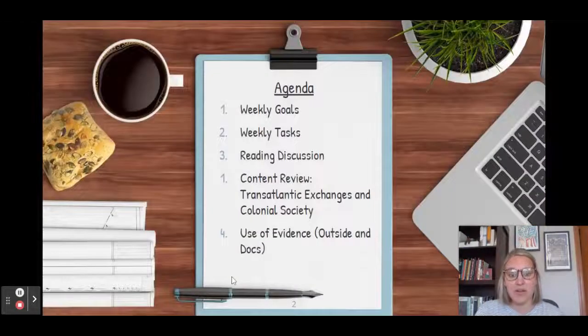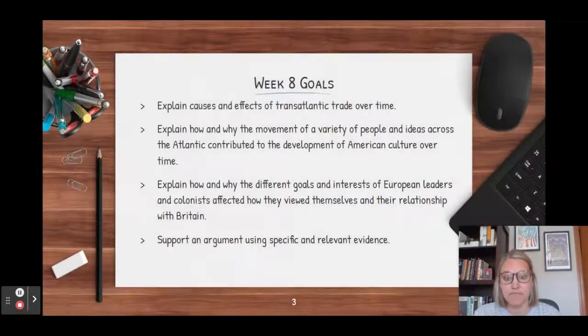So we are going to do our goals, tasks, reading discussion, a brief content review, but the majority of this group meeting is going to be spent looking at the use of evidence, specifically outside evidence and document evidence.